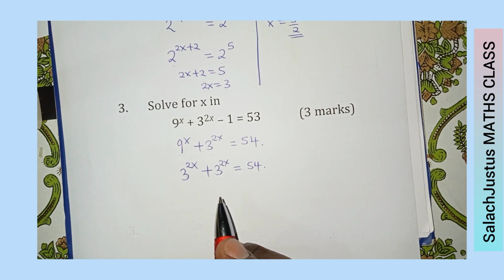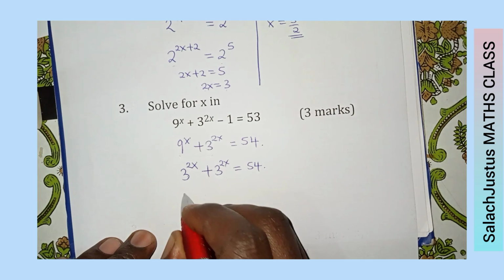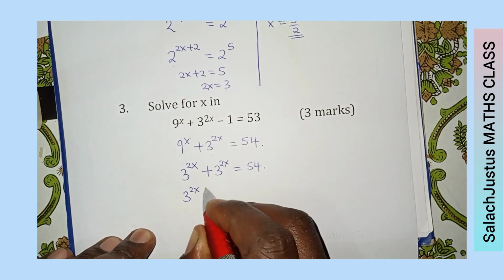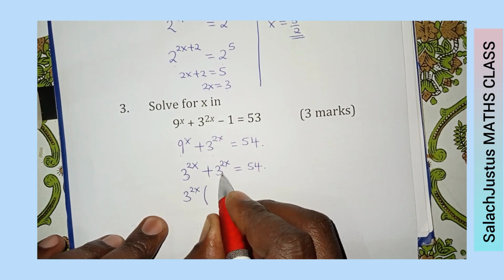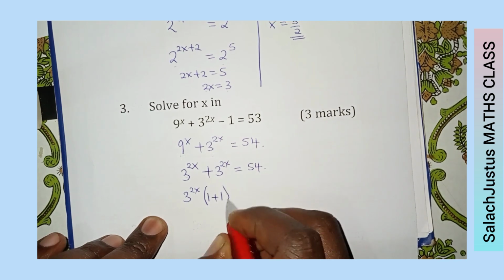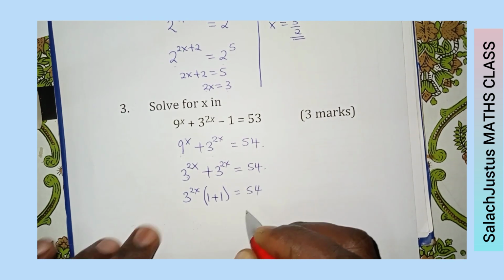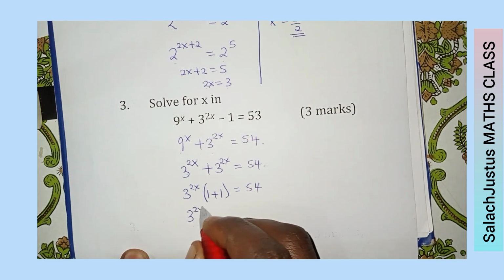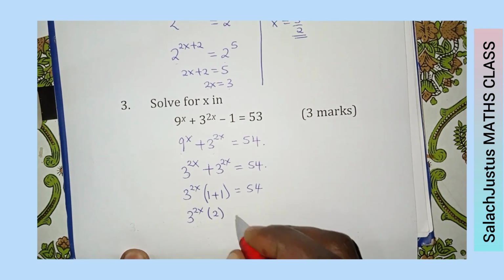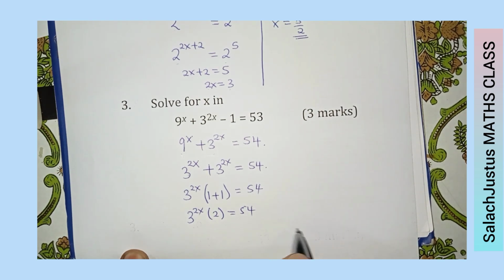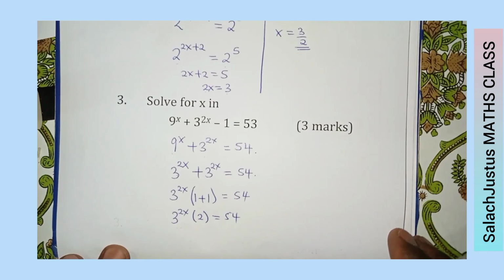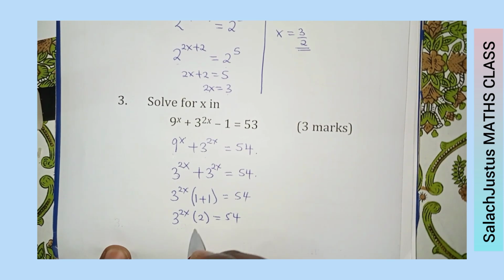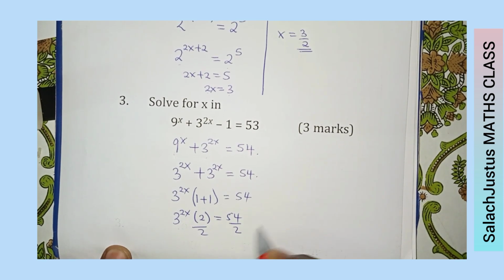The first way is we can factor out 3 to the power of 2x. Inside the bracket, what do we leave? 1 plus 1 equal to 54. That brings us to 3 to the power of 2x multiplied by 2 equal to 54. So over there we can divide both sides by 2.